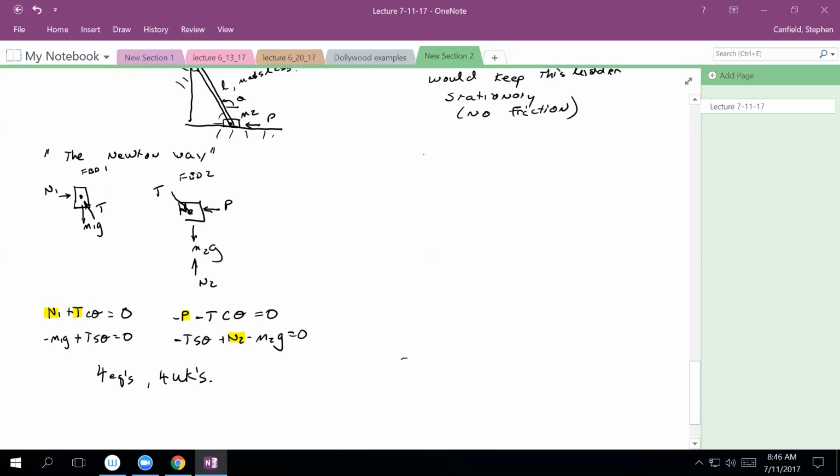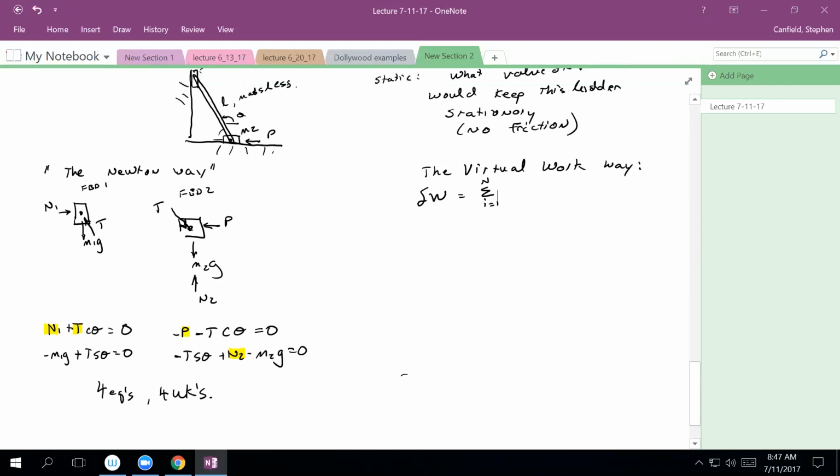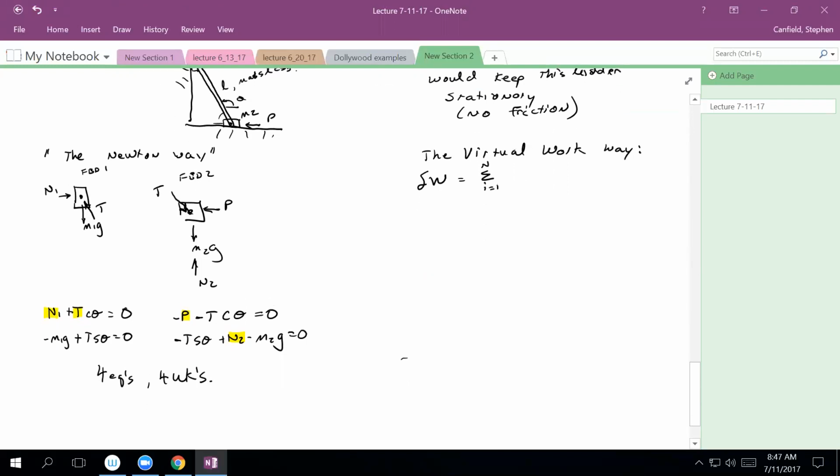Let's try it the virtual work way. I almost want to say the virtual way. So in the way of virtual work, I would write the virtual work on my system, which is the sum over my particles, I equal 1 to capital N. I'm going off my example a little bit. Let's try doing it the way we just saw.